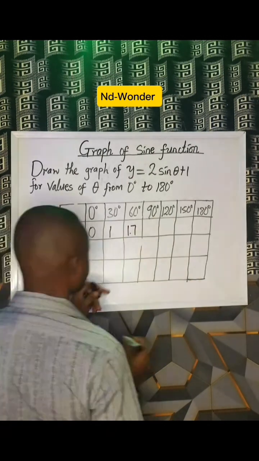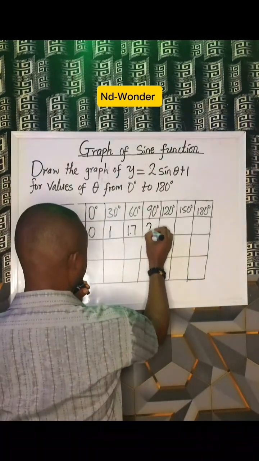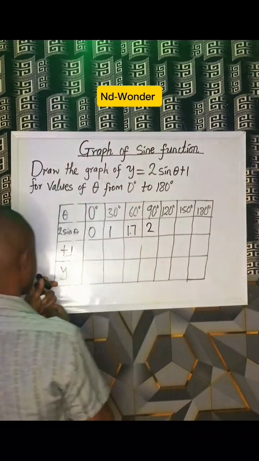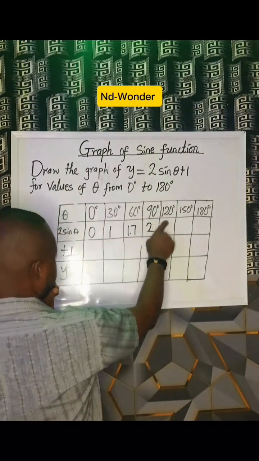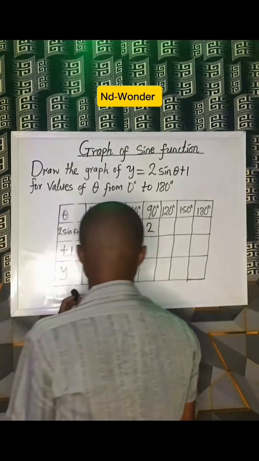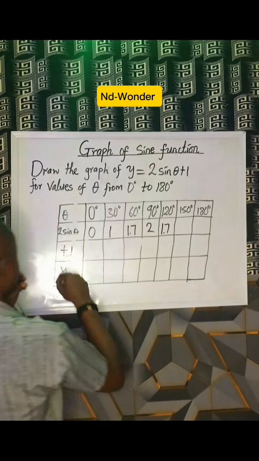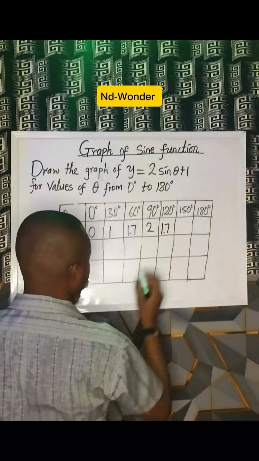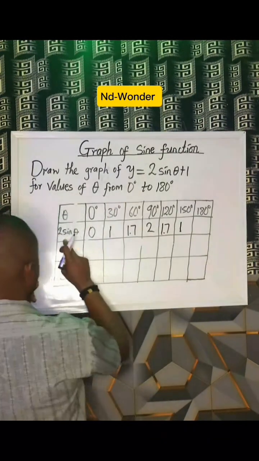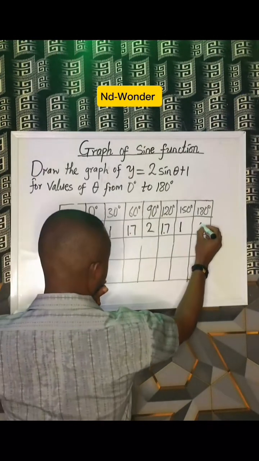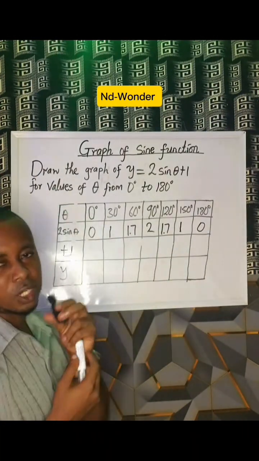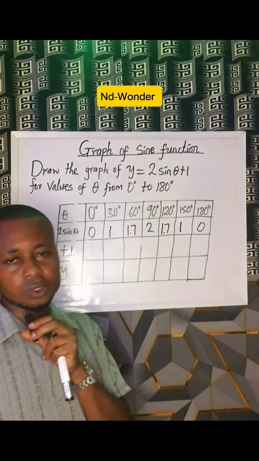Sine 90 gives us 2. 2 sine 120, 1.7. 2 sine 150 will give us 1. 2 sine 180 is what? 0. You can confirm all these things using your what? Calculator.